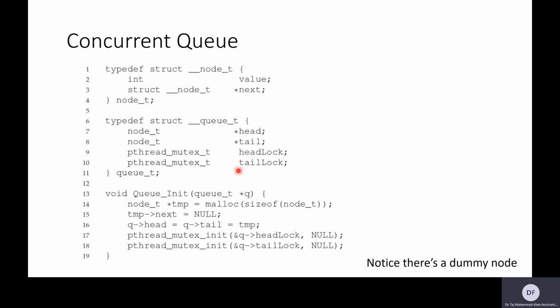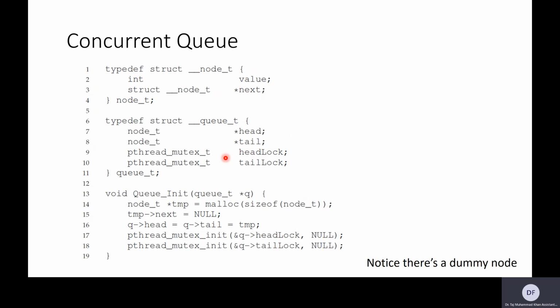Basically, any one thread can access any one end of the queue. At any given time, at most two threads can access the queue simultaneously, one from the head side and one from the tail side. But these head locks and tail locks will ensure that no more than one thread can access the head side simultaneously, and also no more than one thread can access the tail side of the queue simultaneously.